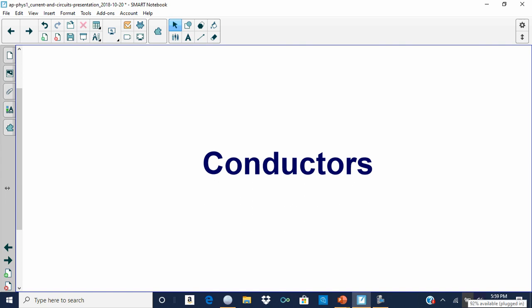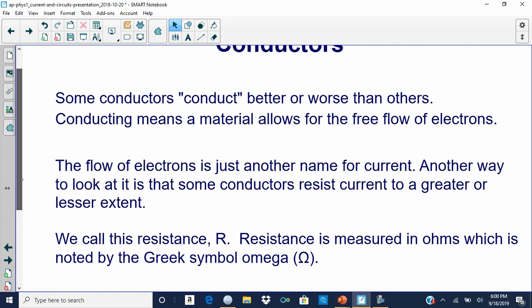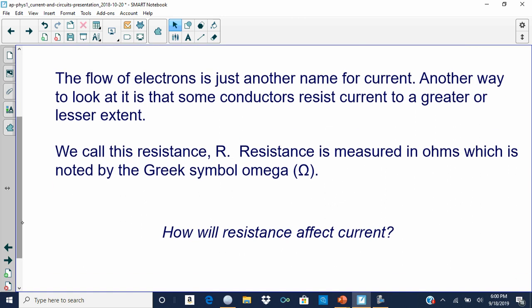In this video, we're going to talk about conductors. Some conductors conduct better or worse than others. Conducting means a material allows for the free flow of electrons. The flow of electrons is just another name for current. Another way to look at this is that some conductors resist current to a greater or lesser extent. We call this resistance. Resistance is measured in the unit of ohms, which is noted by a capital Greek omega.